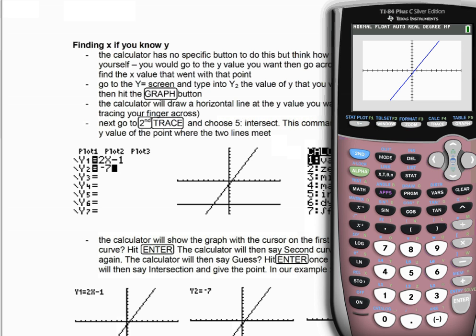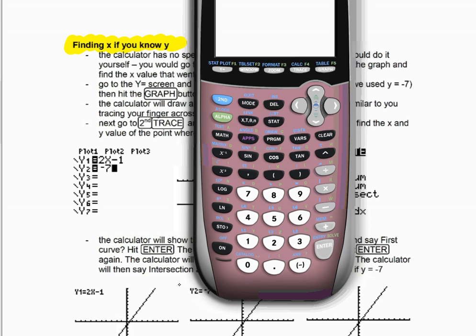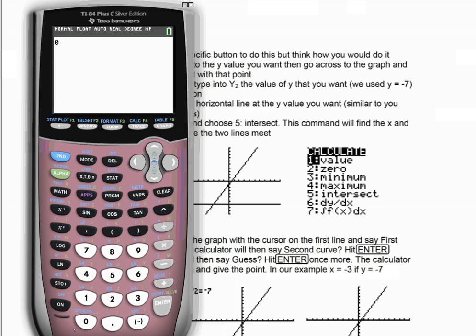If you know why, this is really important. So we talked about finding y. Finding y is easy. You just push the trace button. Put in your x, put in your input, out comes your output. But what if you only know your output and you want your input? That's a little tougher. So we're going to look at this question here.